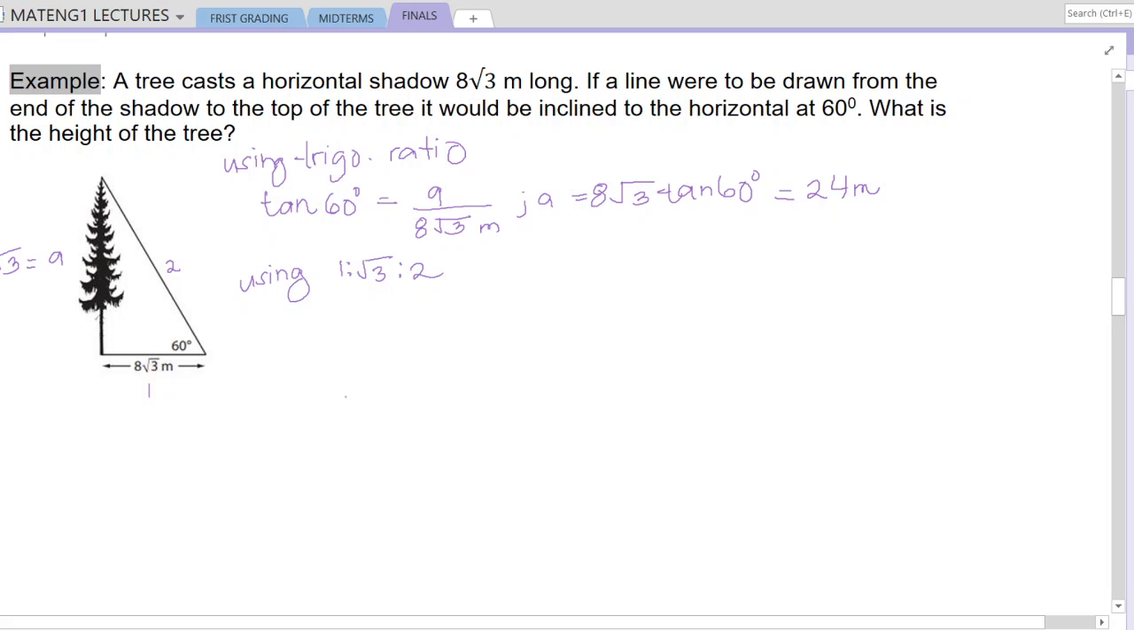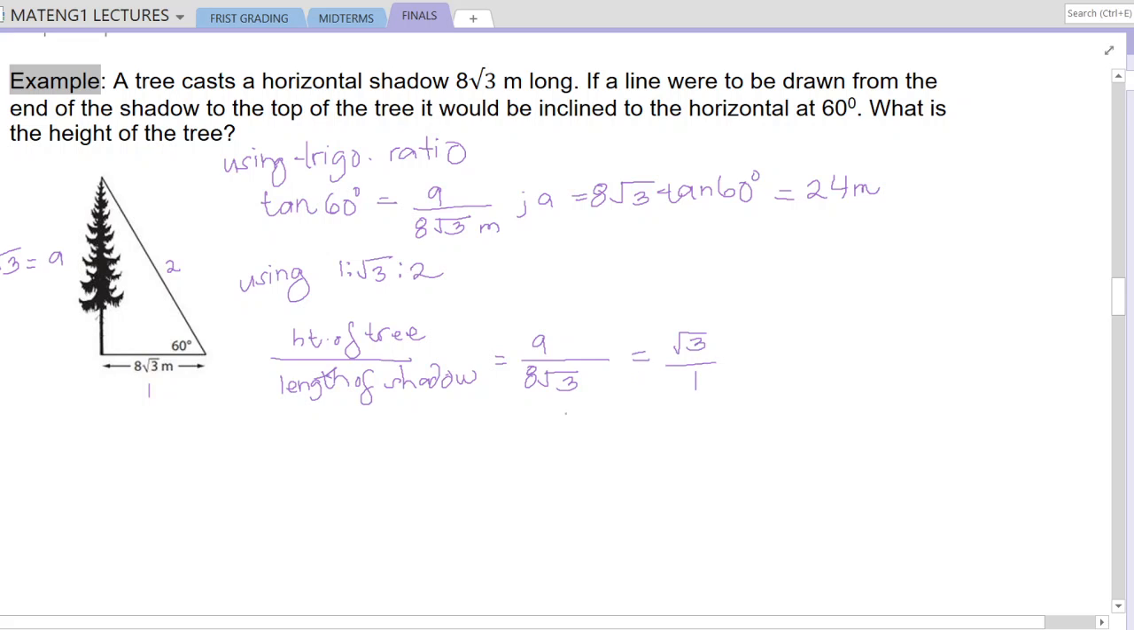So the height of the tree is to the length of the shadow. That is equal to unknown, which we denote as A, divided by the length of the shadow, which is 8 square root of 3. That is also equal to, using the ratio 1 is to square root of 3 is to 2, for the height of the tree, square root of 3, and for the length of the shadow, 1.